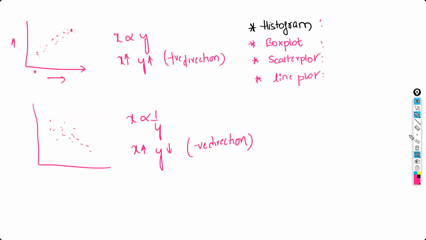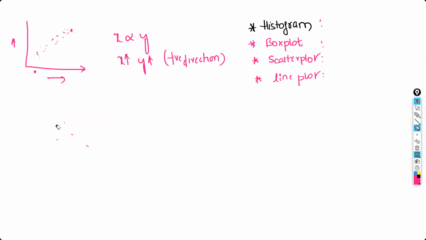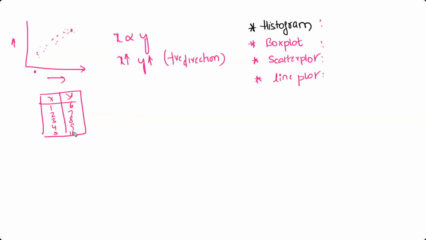Here you can see an example. For this example, we can have x and y like this: x is 1, 2, 3, 4, 5 and y is 6, 7, 8, 9, 10. If you draw the scatter plot between these, the first data point is 1, 6, then 2, 7, 3, 8, 4, 9, 5, 10. So the data points will increase. You see here, as x increases, y is increasing.